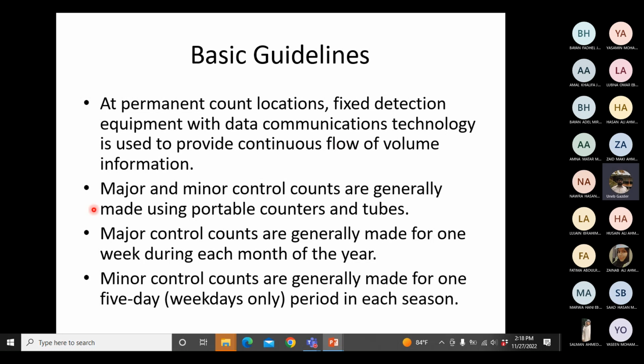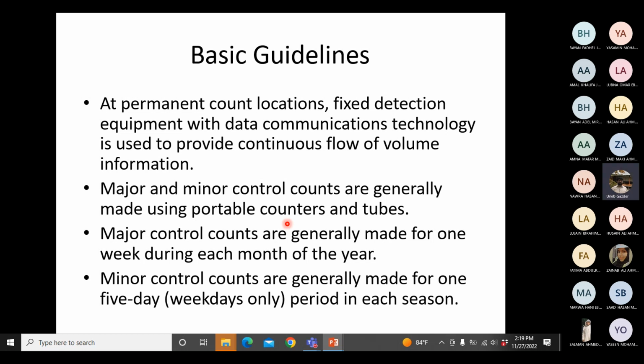For major and minor control counts, we use portable equipment. We have talked about portable or pneumatic road tubes earlier. So we use them on major and minor control counts. So permanent control counts, permanent detectors, so you have the entire year of data. Major and minor, you have portable equipment. So you install the equipment, collect the data. Once your work is finished, you take the equipment with you to the office and get the data. So this is for major and minor.